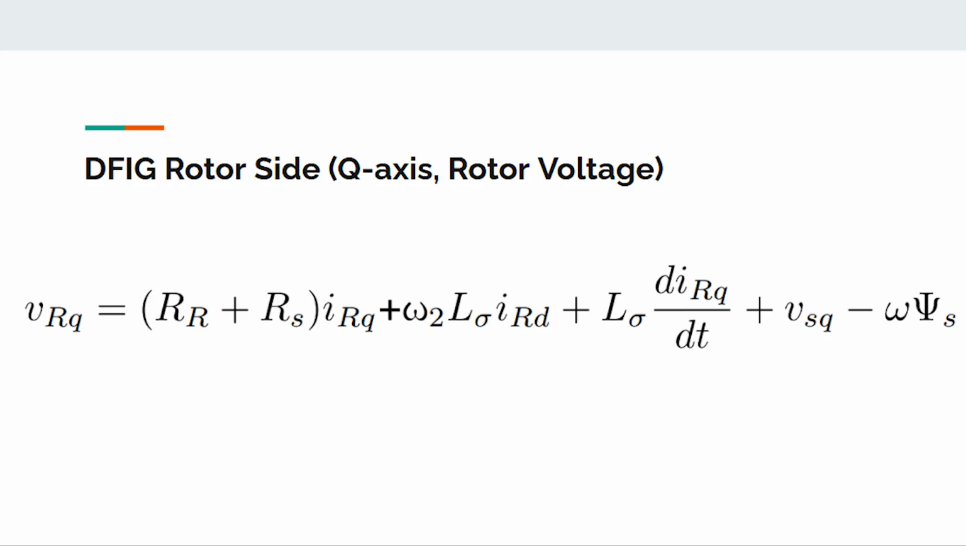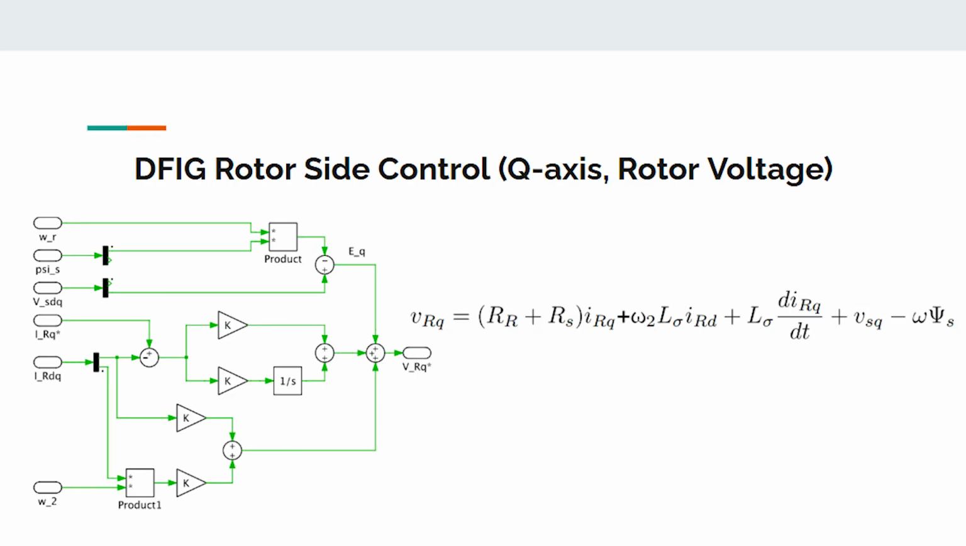As the motor spins, there is a voltage opposing the source voltage on startup, which will eventually converge to a steady state voltage and reduce the current needed to reach the source voltage. As you can see here, the picture shows the Q-axis rotor voltage using the equation for V_RQ.